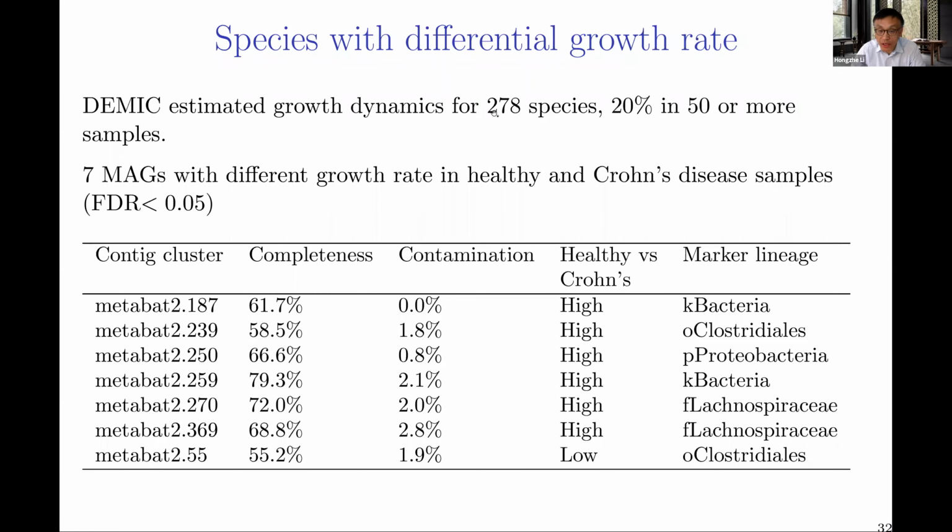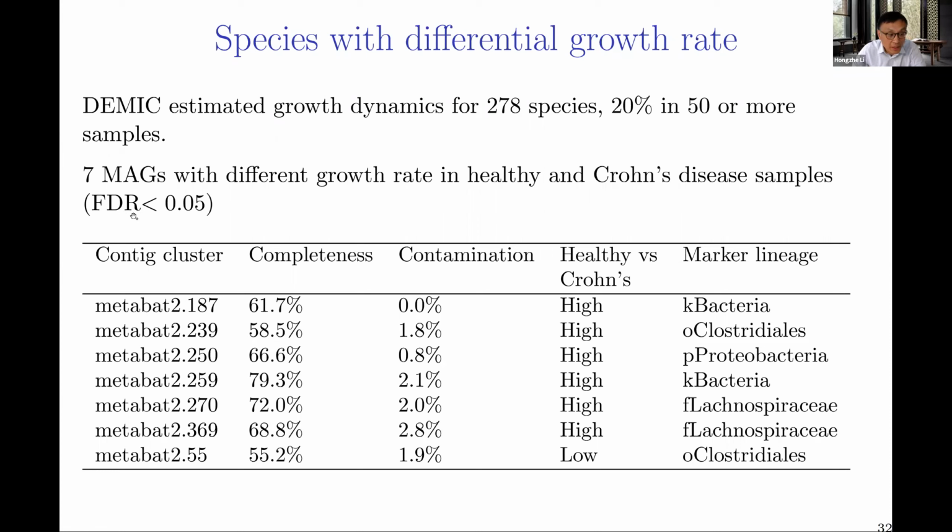about 20% of those species appear in 50 or more of the samples. Sometimes you don't observe a species in a given sample, and then you cannot quantify its growth rate because you don't even observe the species, right? There's a missing data problem, but we just assume they don't carry that particular species for a given sample. Then we quantified the growth rate for each of the 278 species. Then we compared whether there's a difference in the growth rate between the healthy individuals and the Crohn's disease samples by using a simple two-sample rank-based test.